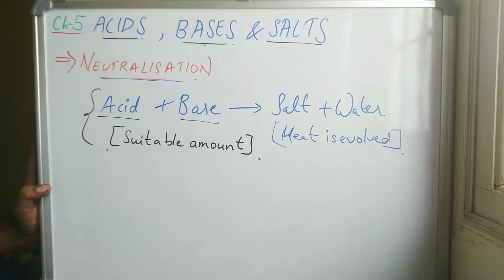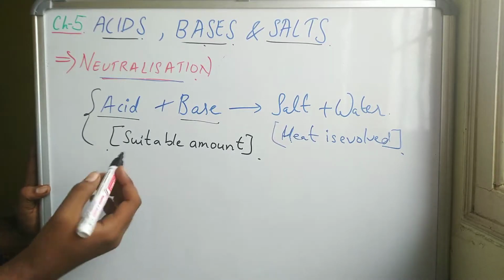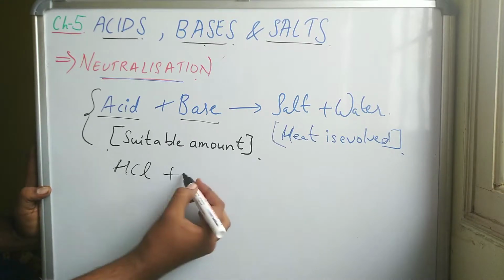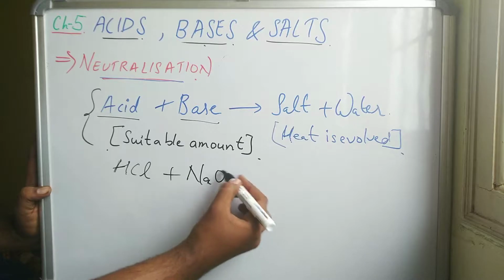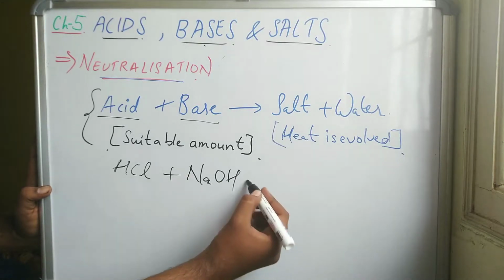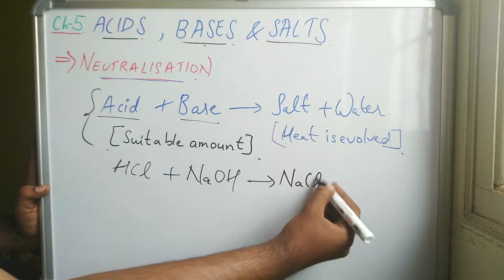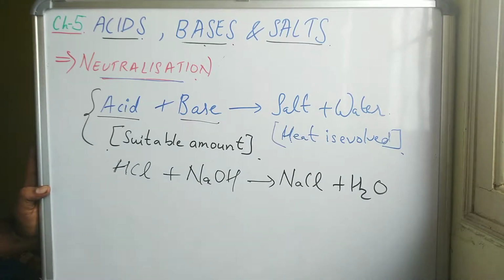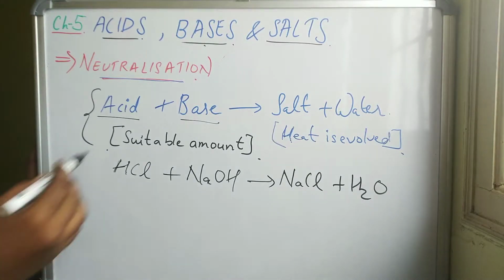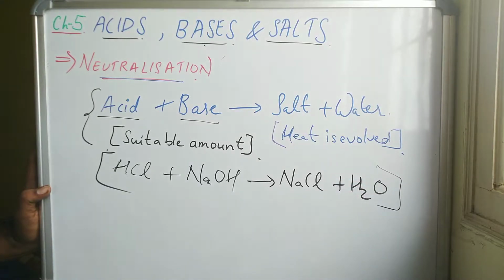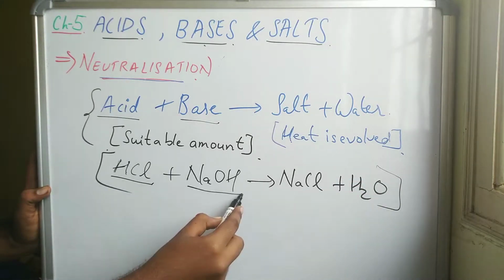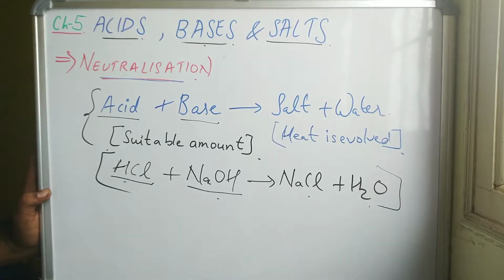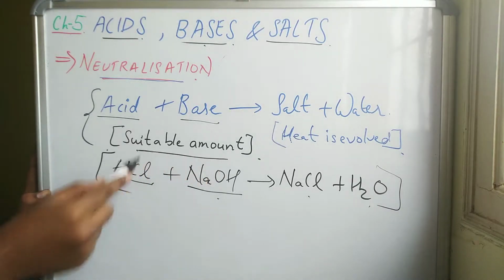In this, you have to remember one equation. Acid, we can take anything. We will take HCl, fine, hydrochloric acid. Base we will take NaOH, sodium hydroxide. It gives what? Salt, which is NaCl, sodium chloride, plus water, H2O, and heat is evolved. So finally, this is an equation: acid plus base gives salt plus water, and heat is also evolved. This you have to remember, in a suitable amount.